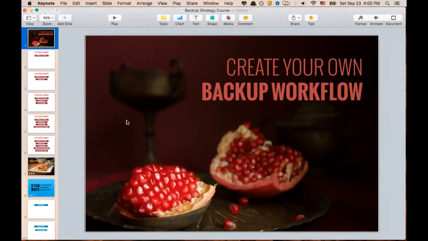All right, so this is the class on creating your backup workflow. By the end of this class, you will have at least an idea of what your backup workflow is, and also you will be able to design your own workflow, your own backup system, by the end of this class.